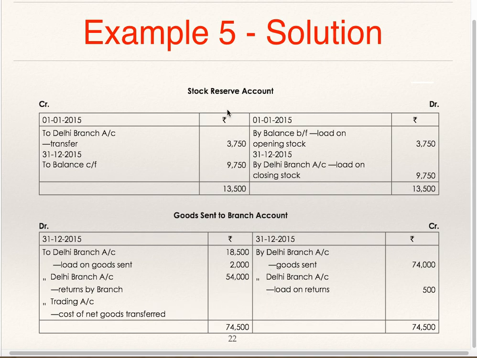Now if stock reserve account is asked to be prepared, then by balance brought down it will be loading on opening stock. To balance carried down it will be loading on closing stock. Remember this. Sometimes in the examination they ask you to prepare stock reserve account. Opening stock loading will be recorded as by balance brought down. Closing stock loading will be recorded as to balance carried down, and this is to be transferred to branch account. By balance brought down, to Delhi branch account transfer 3,750. To balance carried down and by Delhi branch account loading. This loading you will get in Delhi branch account.